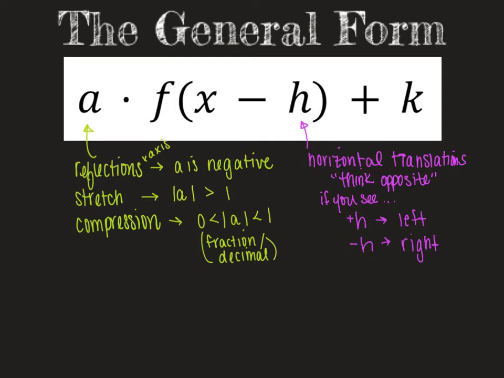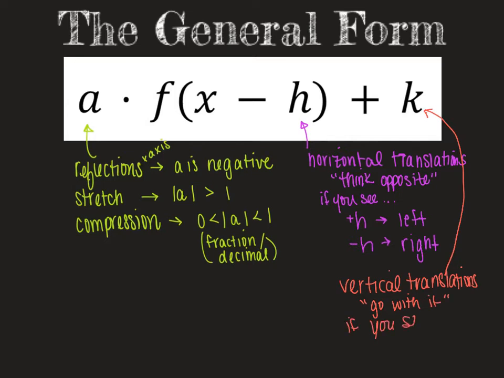Now our easiest transformation that we have visible to us in this function is this K value. Okay, so I'm going to bring K all the way down here. So K is going to talk to us about vertical translations. And this is just whatever you see, you go with. So we have our vertical translations. So this is just go with it. Okay, so if you see a plus K, that's moving up, or a minus K, it's going to be going down.